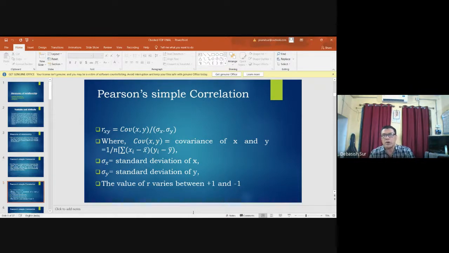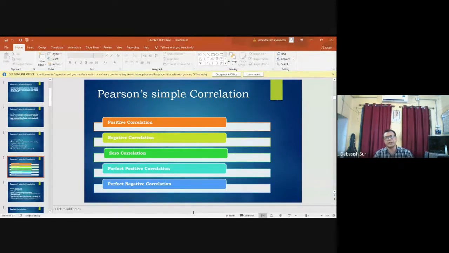So Pearson simple correlation coefficient varies between +1 and -1. That means the maximum value of Pearson simple correlation coefficient is +1 and the minimum value is -1. There are several types of simple correlation, Pearson simple correlation.